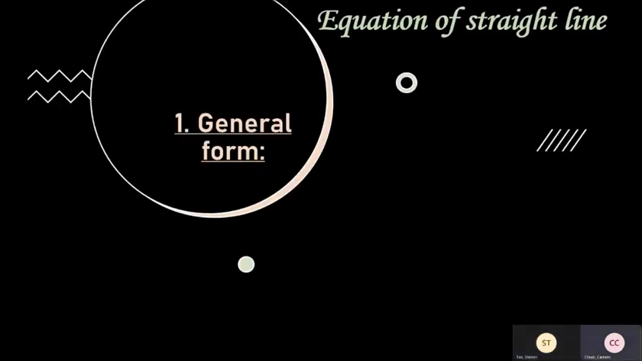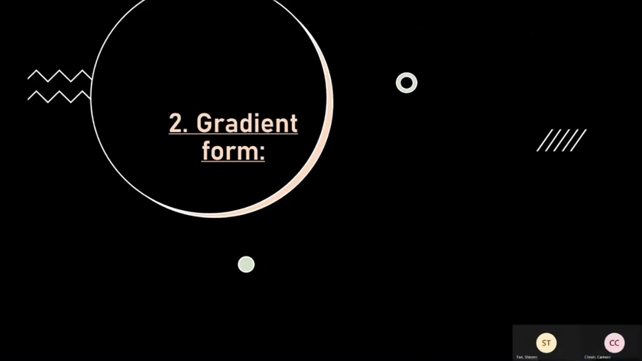There are three different ways to express the equation of a straight line. The first way is to express it in its general form, which is ax plus by plus c equals 0, where a, b, and c are constants.